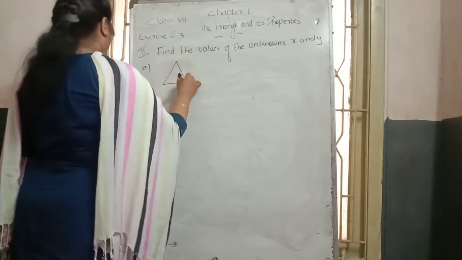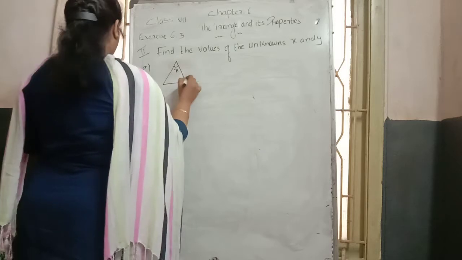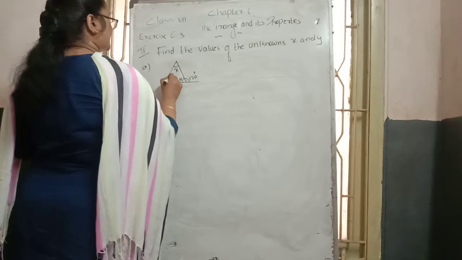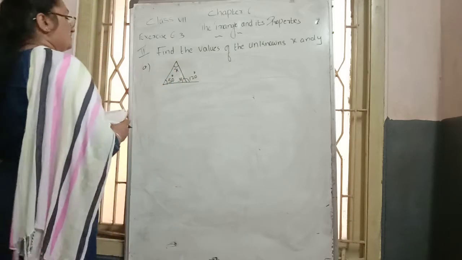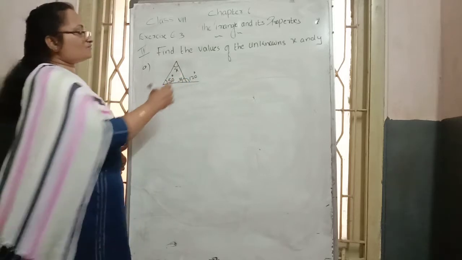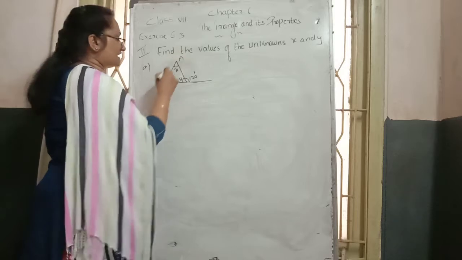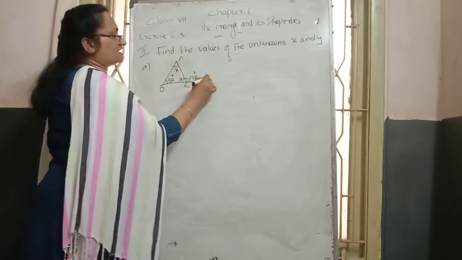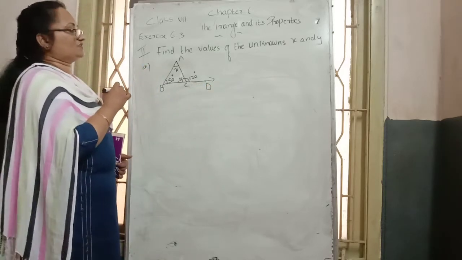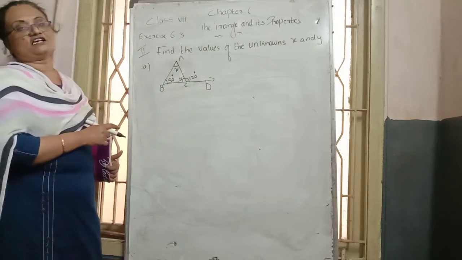In this diagram, they marked x and y, and outside they gave 120 degrees. Here they gave 50 degrees. We want to find out how to find x and y. Looking at it, for identification, mark the alphabets A, B, C, and mark this part as D. Then look here, ACD is the exterior angle.